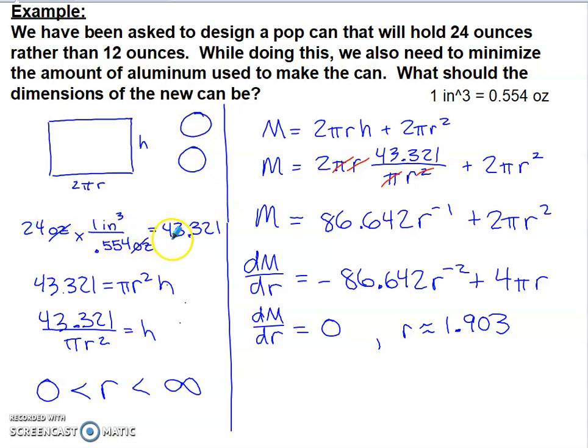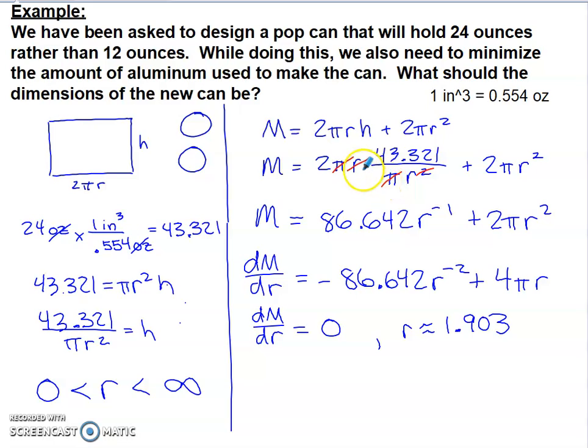I did a quick conversion with this factor here to get from 24 ounces into the appropriate number of cubic inches. And I set that number of cubic inches equal to the volume of the cylinder, so pi r squared h. I solved that for h, so divided 43.321 by pi r squared. And I substituted that in place of the h that's here.